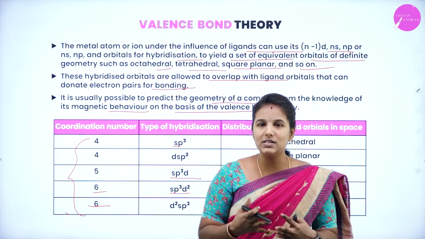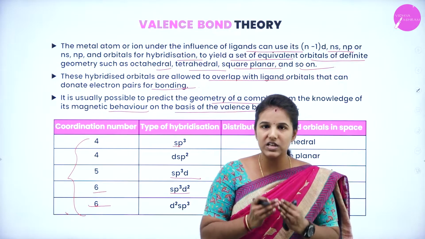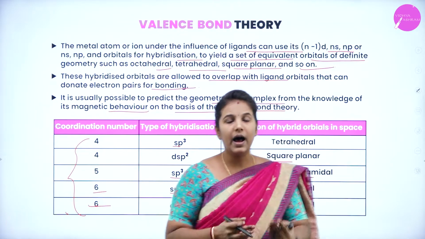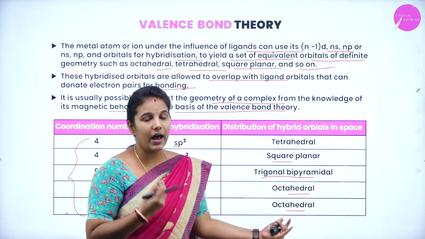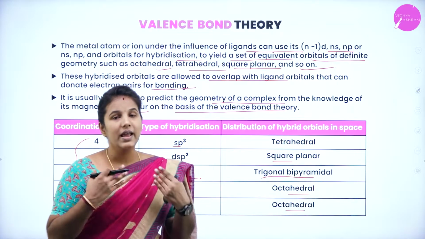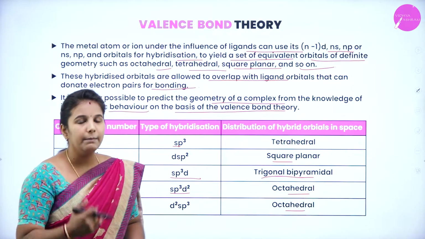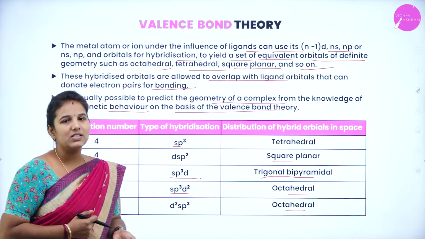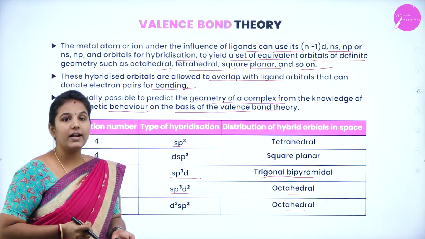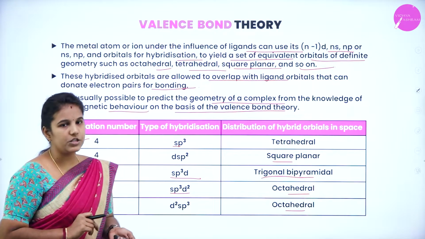So you are going to understand, for complexes having coordination number 4 or coordination number 6, how the hybridization is involved and how those hybrid orbitals will look. Everything will be understood by learning the valence bond theory. Okay, we'll see with an example so that you will understand what that hybridization is.